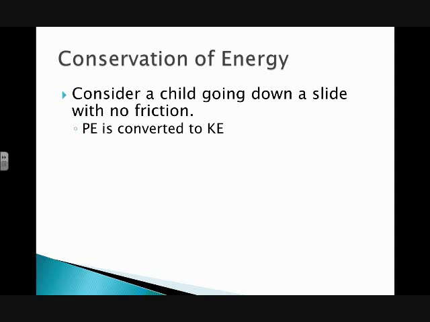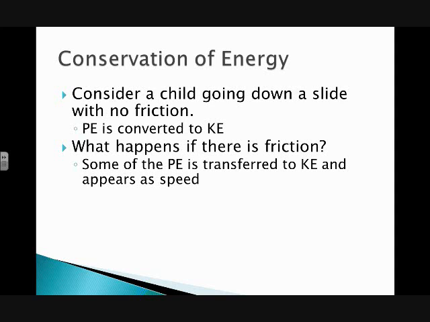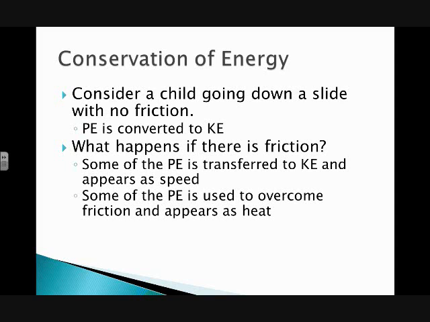Now, a more realistic consideration is there is friction. And so what happens? You still begin with the gravitational potential energy. Some of that potential energy gets transferred to kinetic energy, so you start picking up speed as you go down the slide. But some of that potential energy is then used to overcome the friction, and it appears as heat. Now, some might say the potential energy gets converted to kinetic energy, and that kinetic energy gets converted to friction, to heat. That's a detail. Basically, you're starting with a bunch of potential. Some of it goes into kinetic energy, some of it goes into friction.